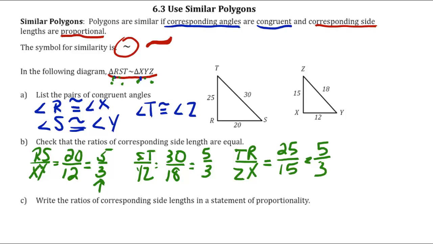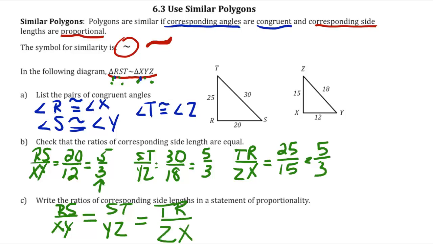So on C, it says to write the ratios of the corresponding side lengths in a statement of proportionality. Well, my statement of proportionality is just going to say that the ratio of RS to corresponding side XY is equal to the ratio of ST over YZ, which is equal to the ratio of TR over ZX. So that would be the statement of proportionality, that all of these ratios of corresponding sides are in the same proportion.